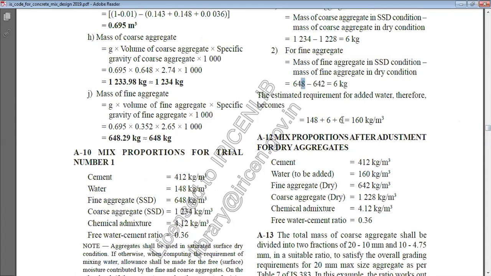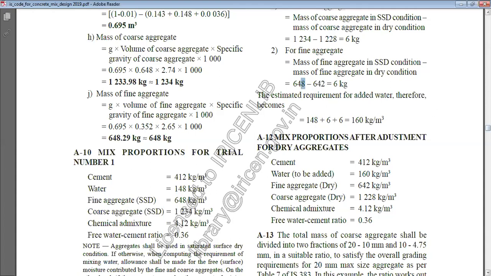Next, 6 kg of water is absorbed by the coarse aggregate, that is 1228 kg of coarse aggregate. It is absorbed by 0.5% of the water, which becomes again 6. So that is 12 kg of extra water you need to add. Of the 12 kg, 6 kg is absorbed by fine aggregate and 6 kg is absorbed by coarse aggregate. Hence it becomes 148 plus 12, which means 160.